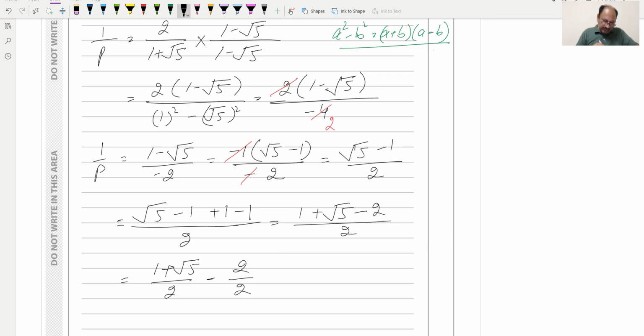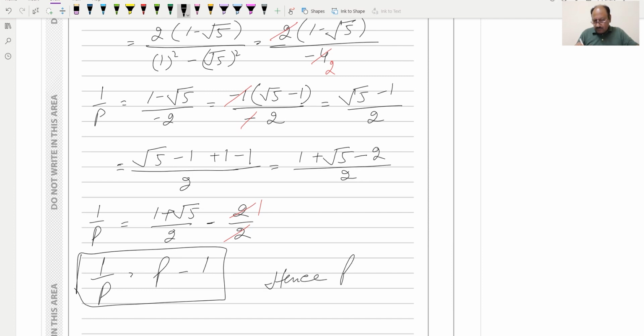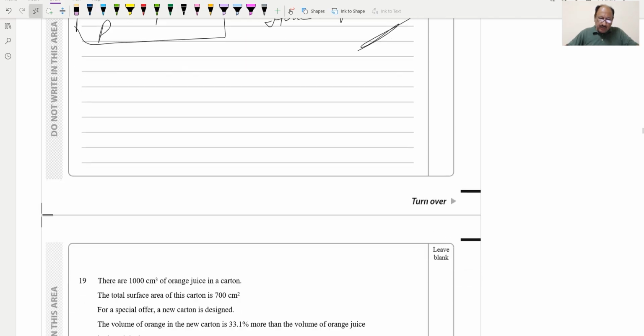Now we can rewrite this. This will be 1 over p, and 1 over p is equal to, this is our p value, so we write p minus, this one is 1, so we cancel this and we'll write here 1, so this will be minus 1. This was the statement we were supposed to prove, so hence proved. So this is done.